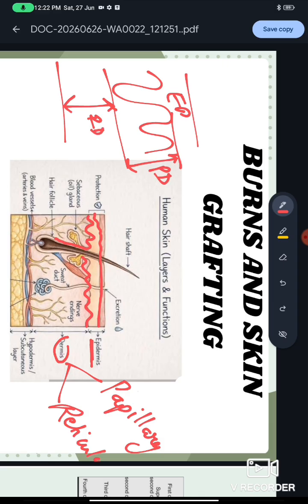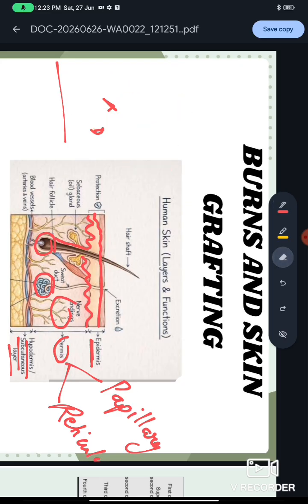Now, why this dermis is very important when we study about burns is that this dermis is the portion of the skin which contains the nerve endings, the sweat glands, the hair follicles and all the skin appendages. Below the dermis lies the hypodermis, the subcutaneous layer of fat, followed by muscles or bones.